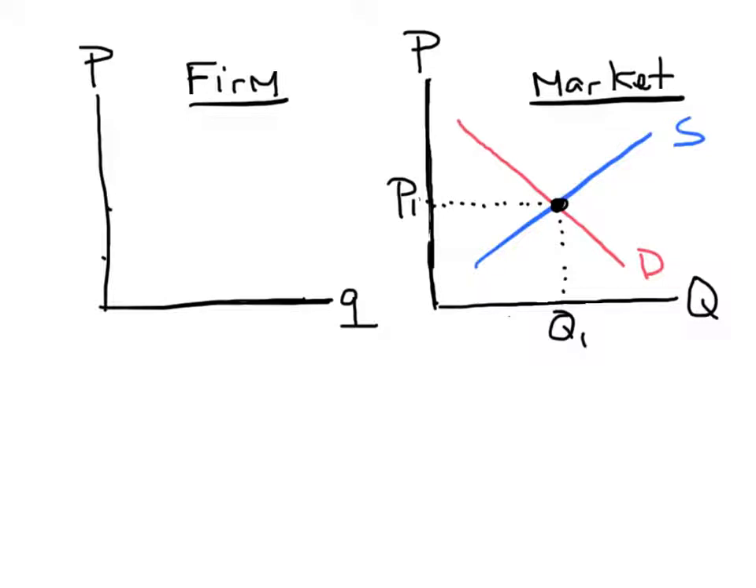And since this is a competitive industry, the typical firm will have no choice but to take that price from the market and try to do the best they can with that price by producing at a point in which that price crosses the firm's marginal cost curve. So the typical firm in this competitive industry will produce Q1.